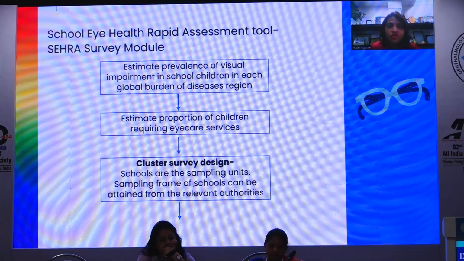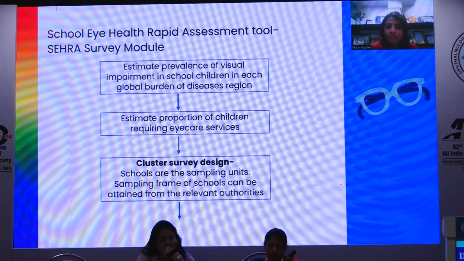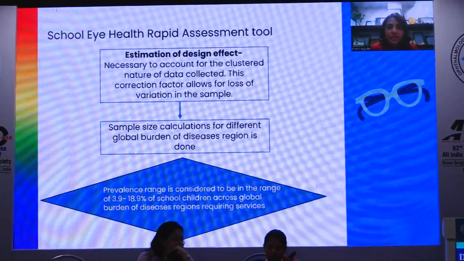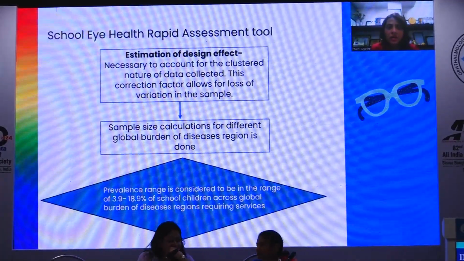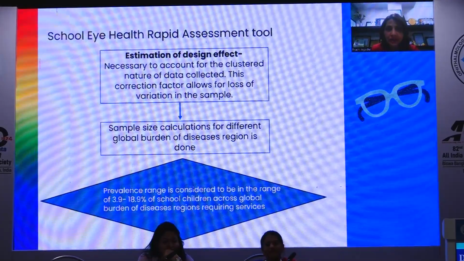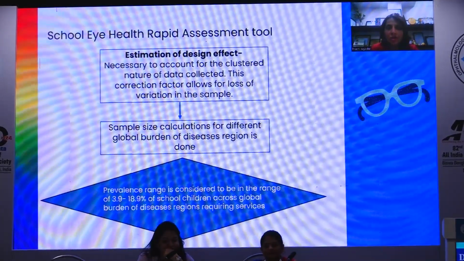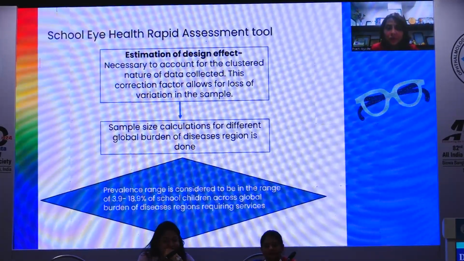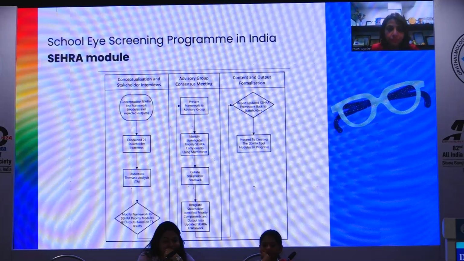The proportion of children requiring eye services is estimated. Then a cluster survey design is used with schools being the sampling units. The sampling frame of the schools is obtained from the relevant authorities. Then the clustered nature of the data is considered, so there is a correction factor for allowing the loss of variation in the sample. The sample size calculations for different global burden of diseases regions are done. The prevalence is considered to be in the range of 4 to 19% for school children across the globe.